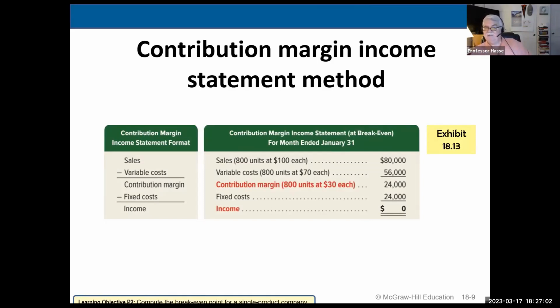I'm selling 800 units, that's $80,000. I have variable costs at $70 a unit, that's $56,000. My fixed costs are $24,000, bingo. I'm not making any money. Somebody says, boy, that's an exciting statement. We're not making any money. But the statement is telling us that if we sell 801 units, we're going to make 70 bucks. If we sell 802 units, we're going to make $140. Why? Because at 800 units, all that $24,000 of fixed costs are covered.